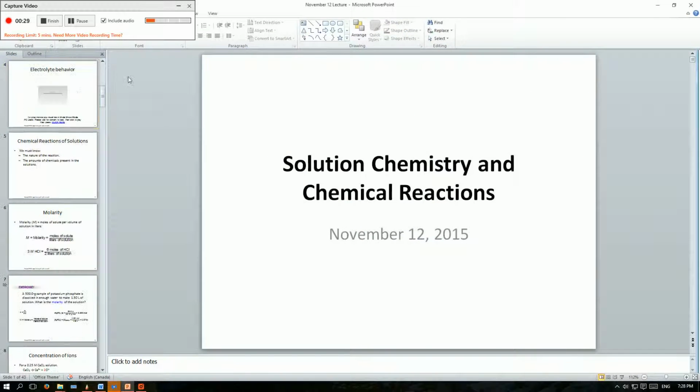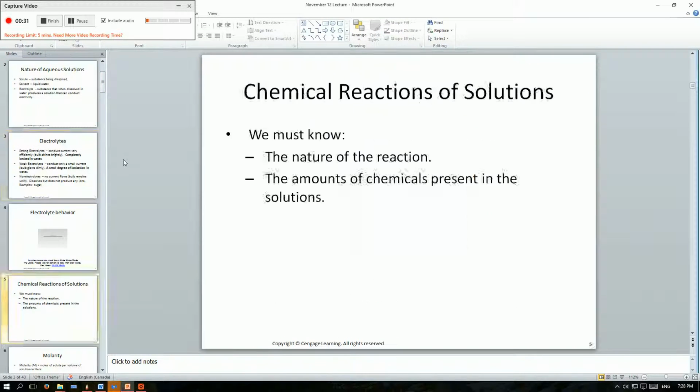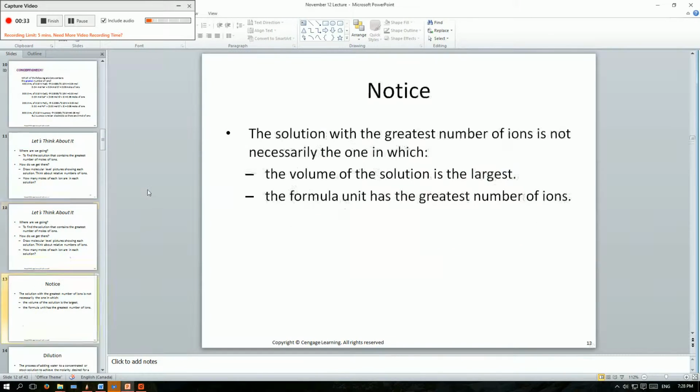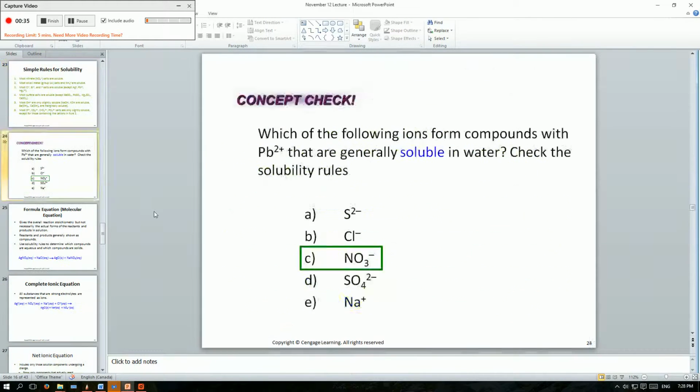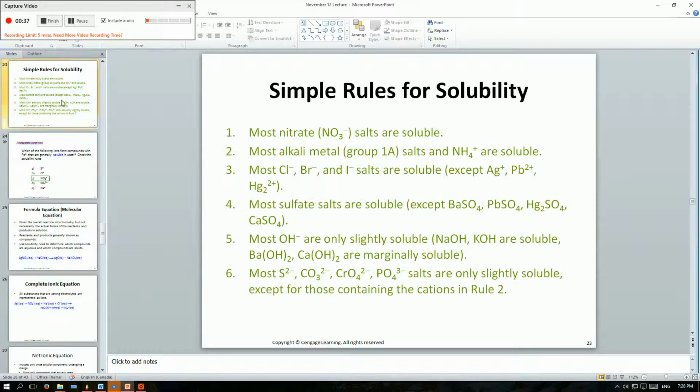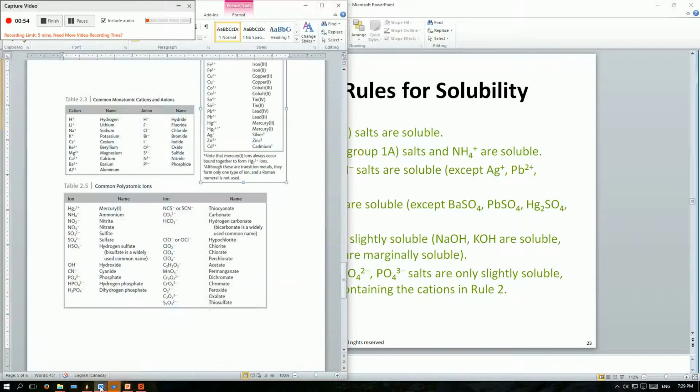And where you get those solubility rules would be from this lecture here. Simple rules for solubility. So this is from the November 12th lecture PowerPoint. Should be on the L drive or in the emails, and I'll double check that for sure after this video.